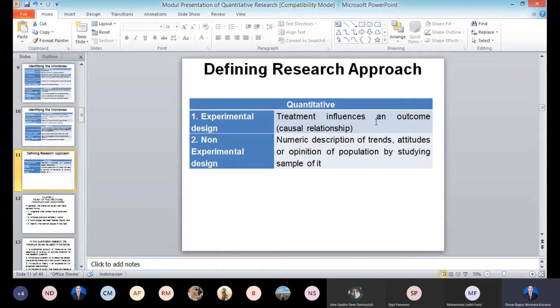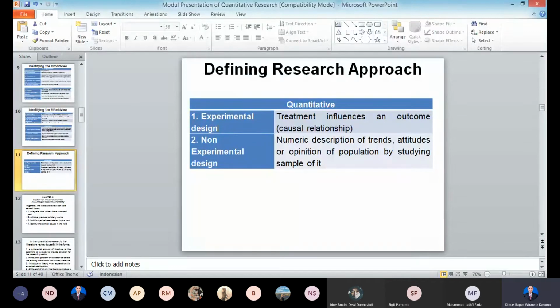In quantitative research, basically, sisters and brothers, we differentiate two items. The first is experimental design and the second is non-experimental design. Experimental means you are conducting some experiments, where treatments influence outcomes. So experimental design means that treatments influence an outcome, a causal relationship. And this experimental design is mainly used by post-positivism worldviews.